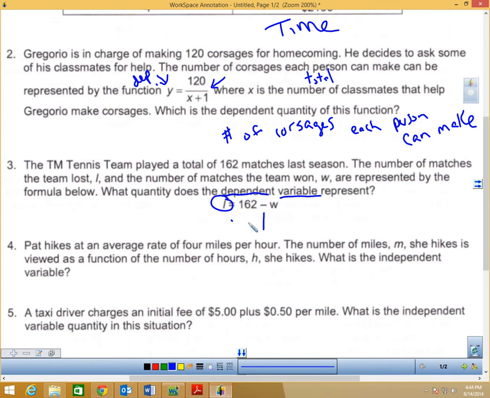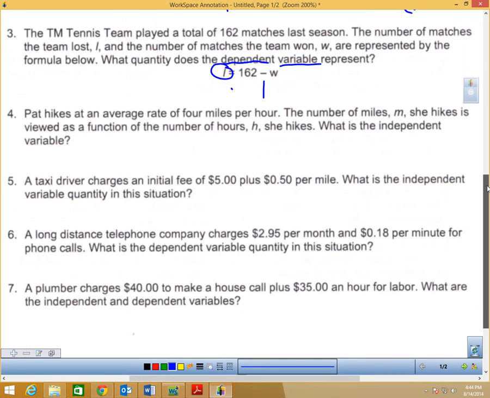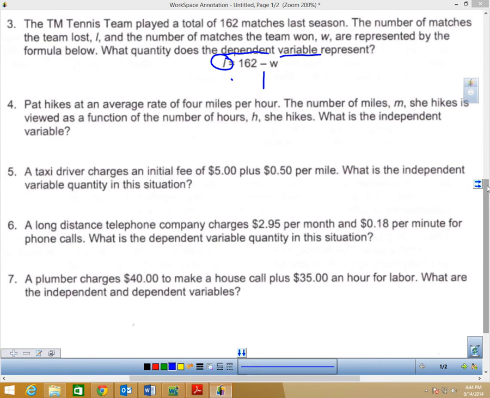Okay? Number 4 is the last one that I'm going to do with you, and then you're going to start doing them on your own. Okay? Number 4 says Pat hikes at an average of 4 miles per hour. The number of miles she hikes, m, is viewed as a function of the number of hours, h, she hikes. What is the independent variable?